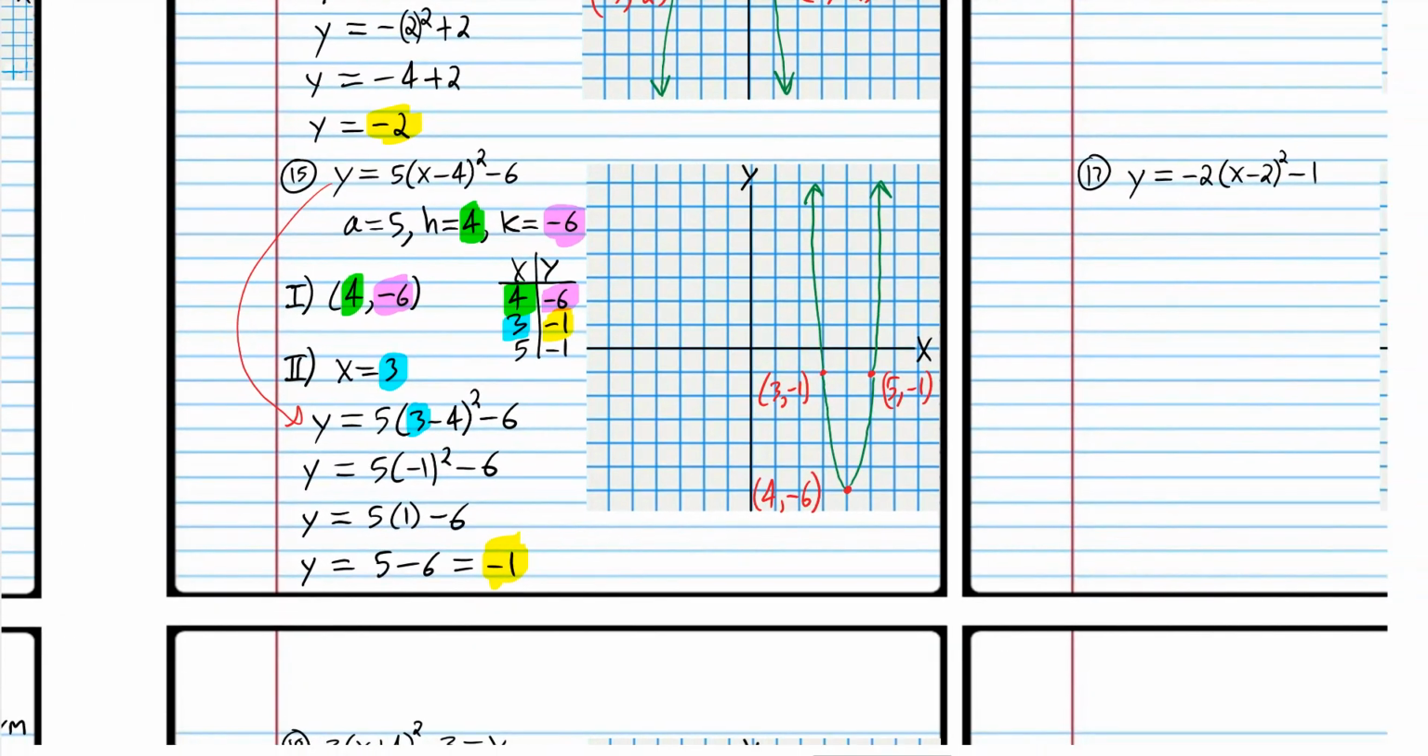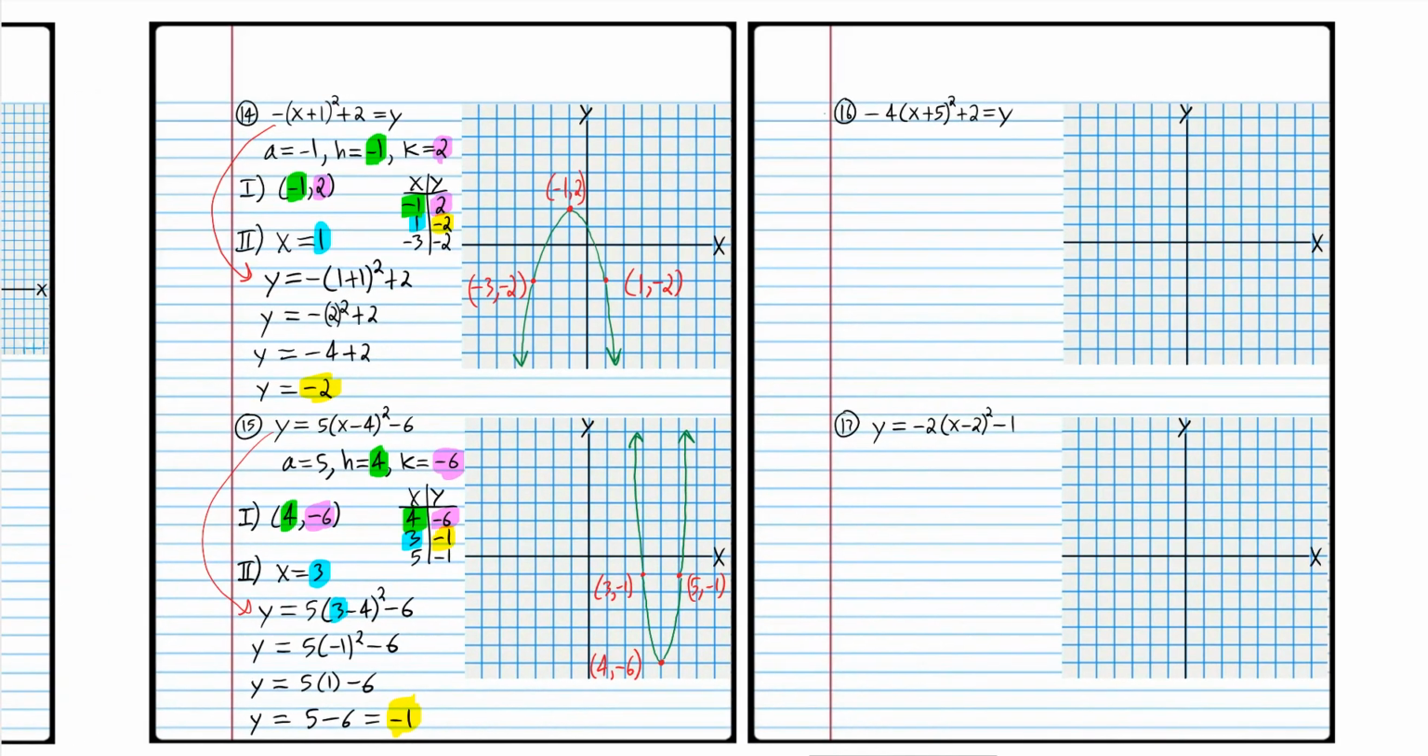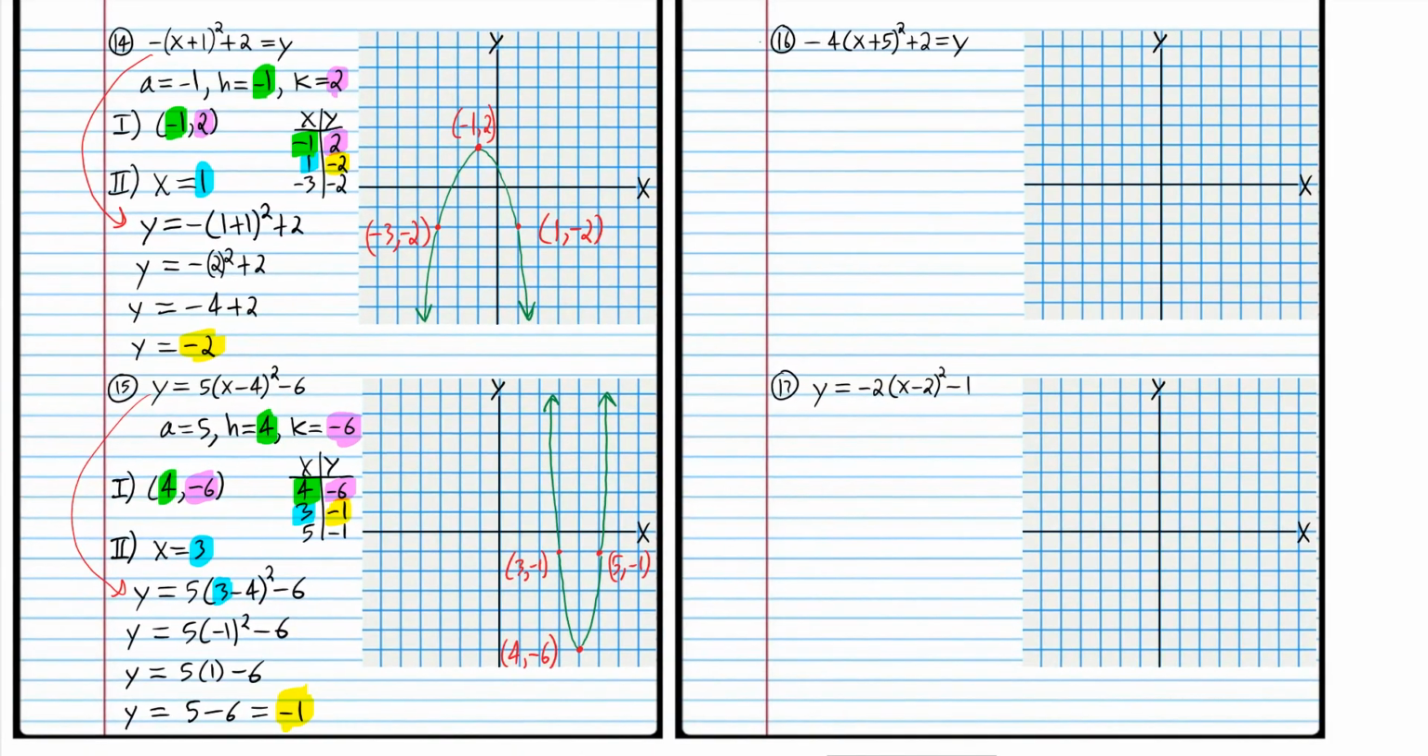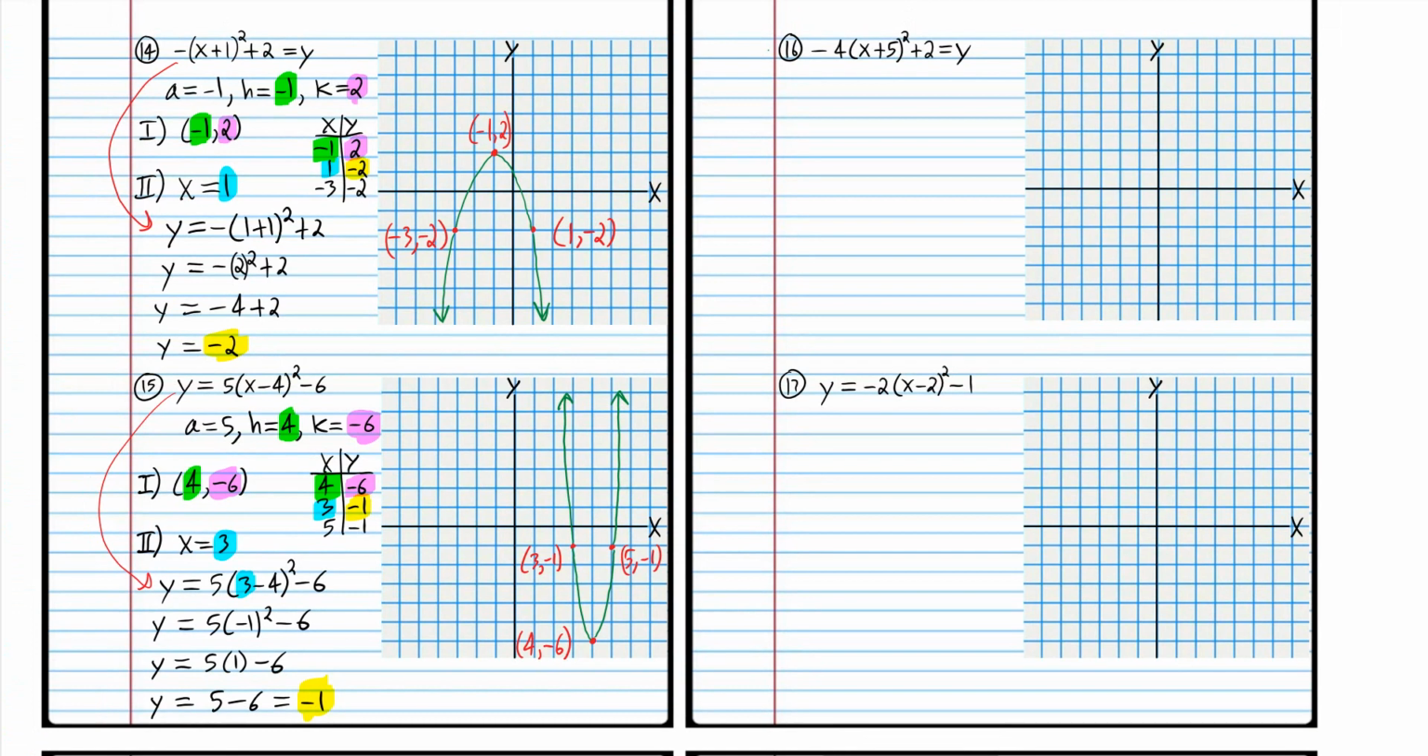All right, so you can take a screenshot. Well, actually, I'll just leave these in the window. And I want you to try number 16. Now, notice that there's a negative in front here, so that means it's going to open downward. So try number 16, and when you come back, we'll do it together.